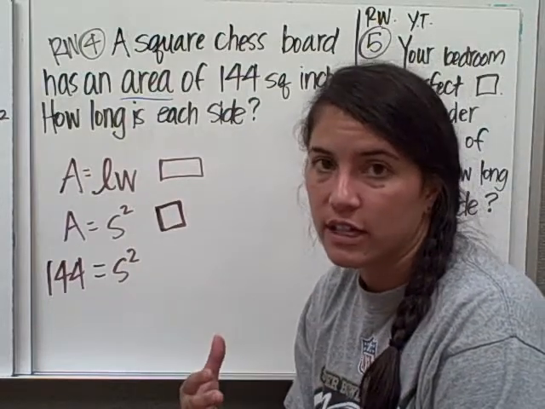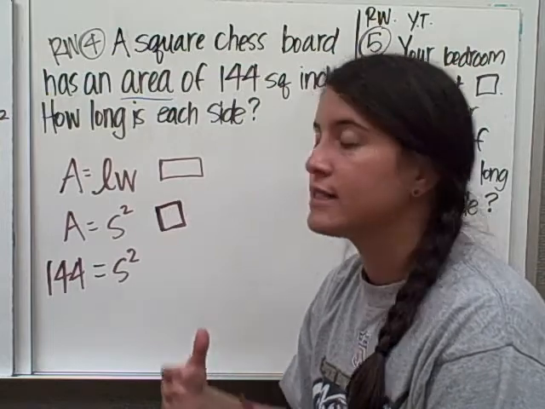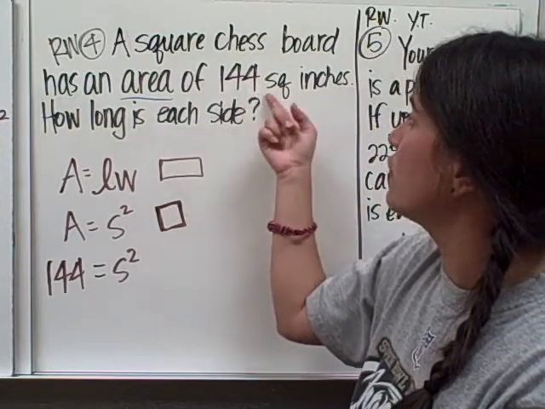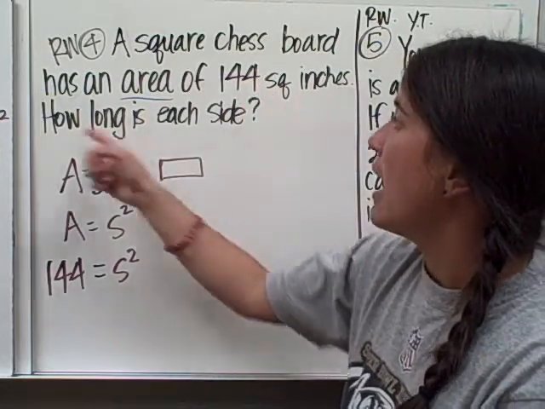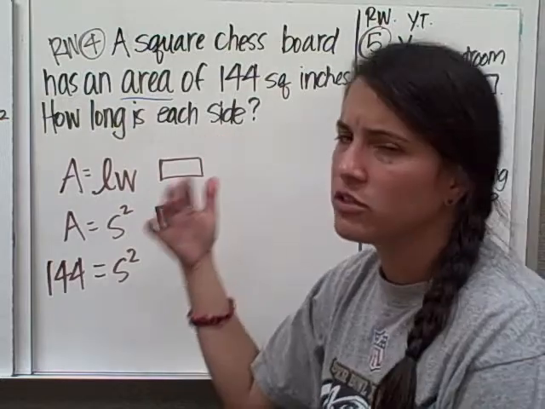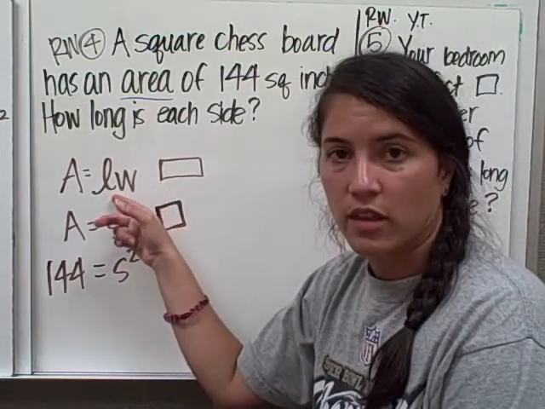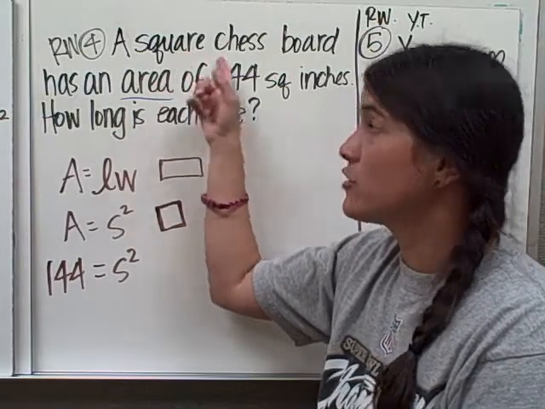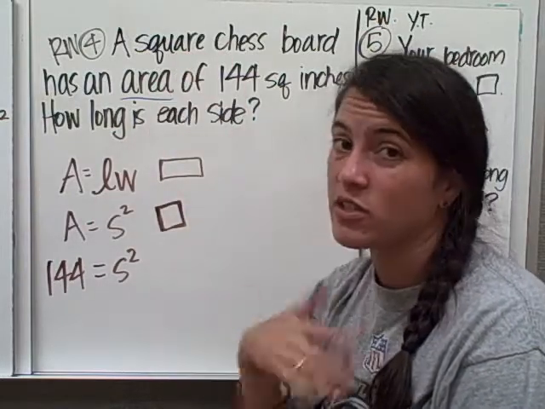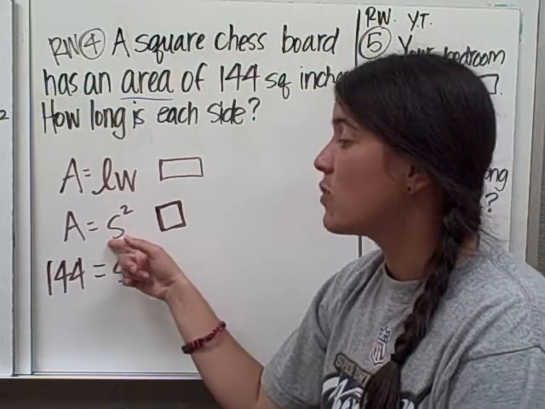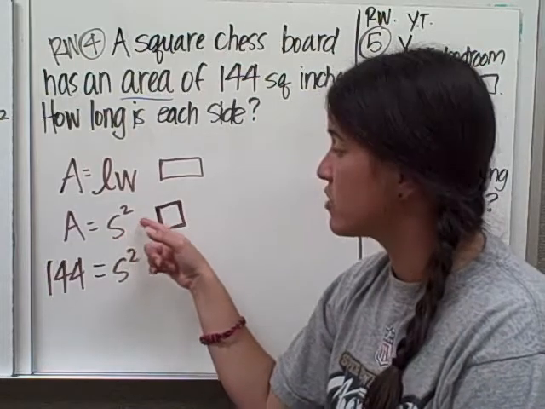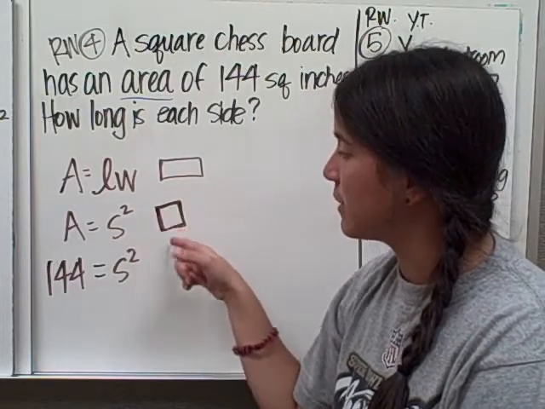I think you did area and perimeter last year in 6th grade. So the area is 144 square inches. How long is each side? So let's just review a few things. Area for a rectangle is length times width. But if it says a square chessboard, it's not a rectangle, it's a square. So the area of a square is side squared because a square has all 4 sides the same.